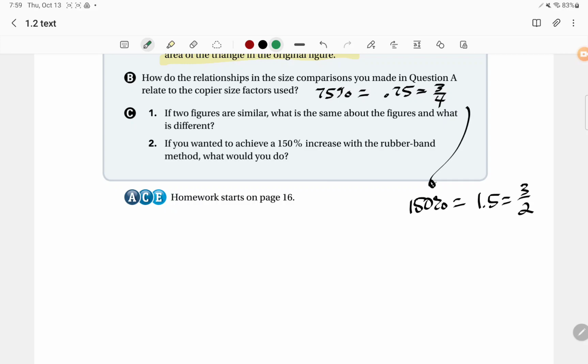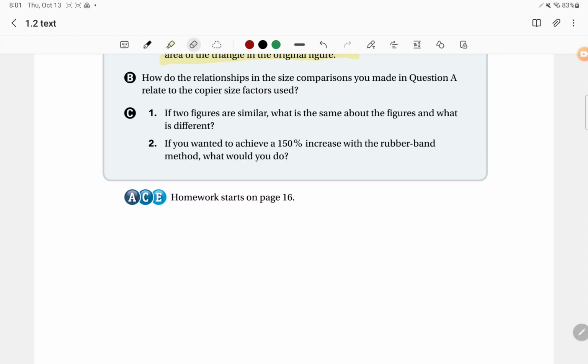On number 1, if two figures are similar, what is the same about the figures and what is different? And number 2, if you wanted to achieve a 150% increase with the rubber band method, what would you do? Go ahead and try to answer these on your own. Pause the video, answer them on your own, and then come back.